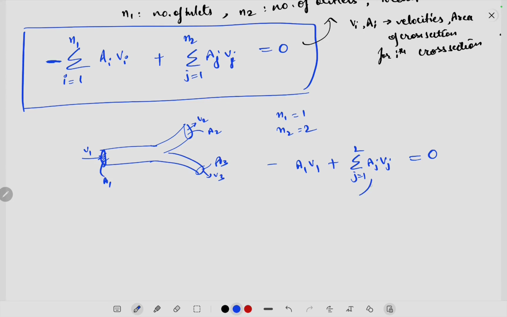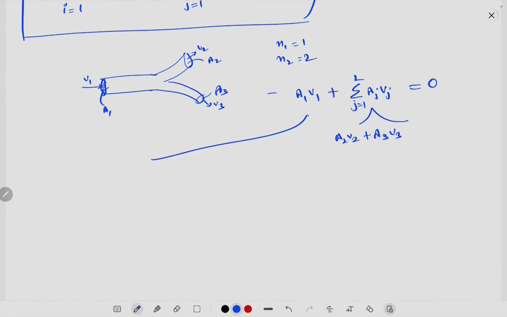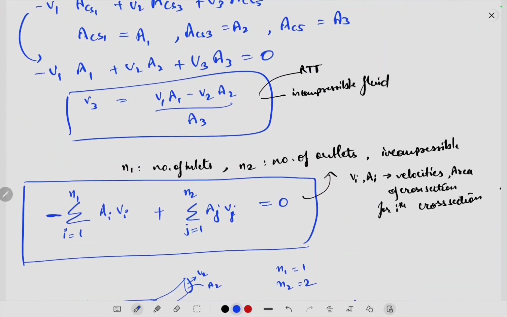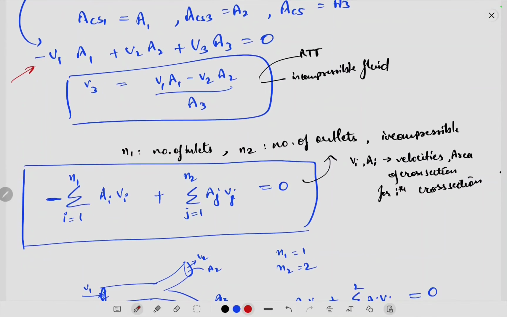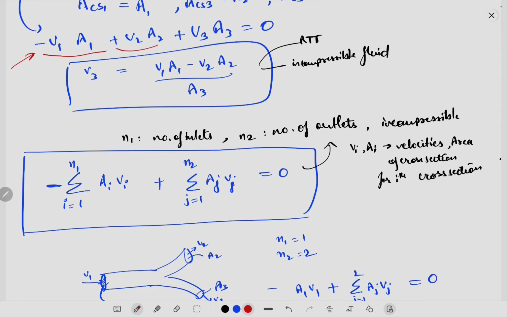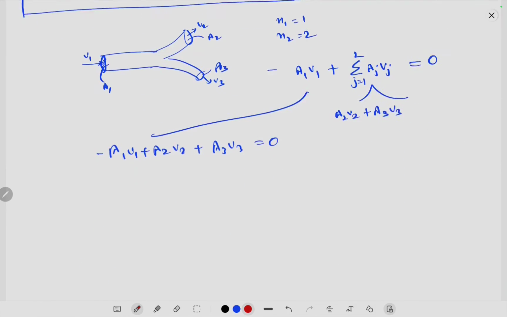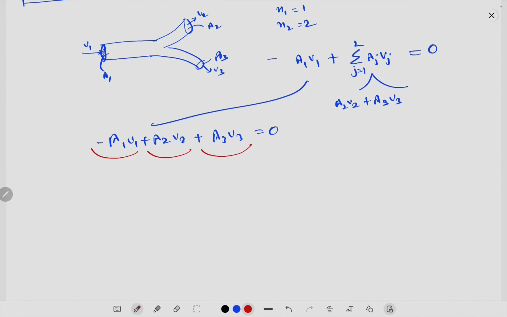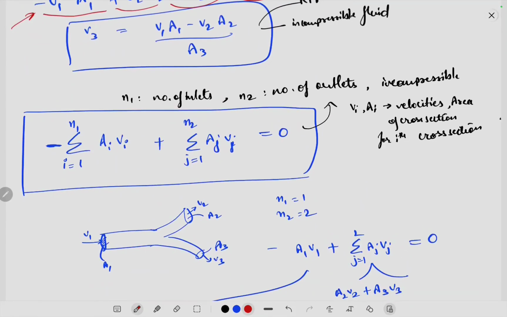So this would give me two terms, one is a2 v2 plus a3 v3. So this would become minus a1 v1 plus a2 v2 plus a3 v3 equal to 0, and this matches with this equation. All right, so this is minus a1 v1 plus a2 v2 plus a3 v3 equal to 0, and this also gives me minus a1 v1 plus a2 v2 plus a3 v3 equal to 0.